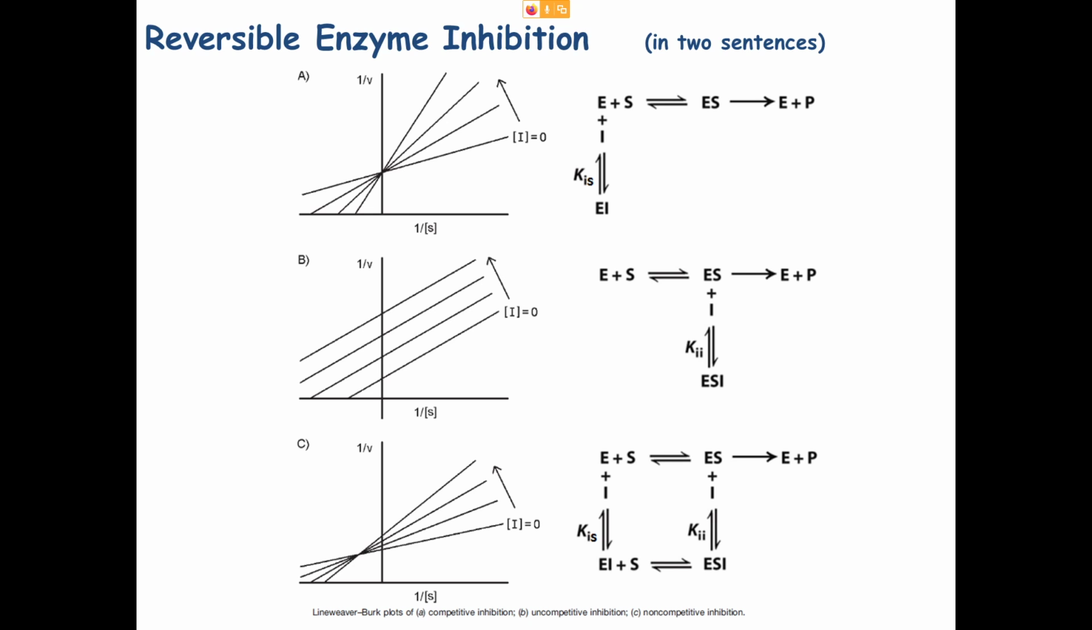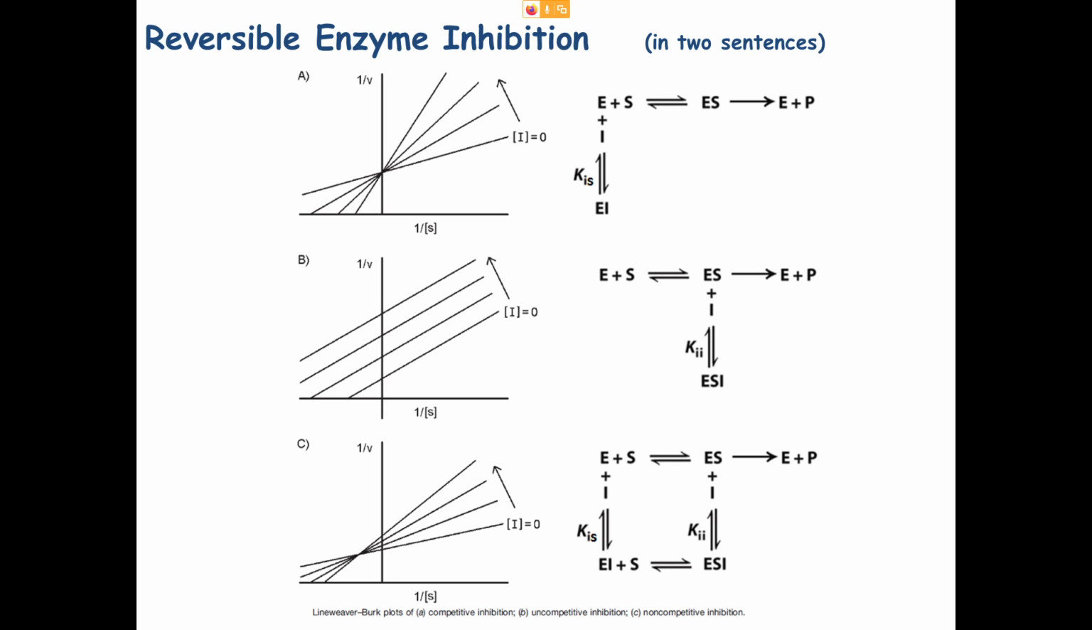So in the first case at the top, competitive inhibitor means same intercept, different slopes. Uncompetitive means same slope, different intercept. And in the latter case at the bottom, different slope, different intercept. Okay, keep those in mind real quick. Let's go back to our schemes on the right. We're going to put it together for you.